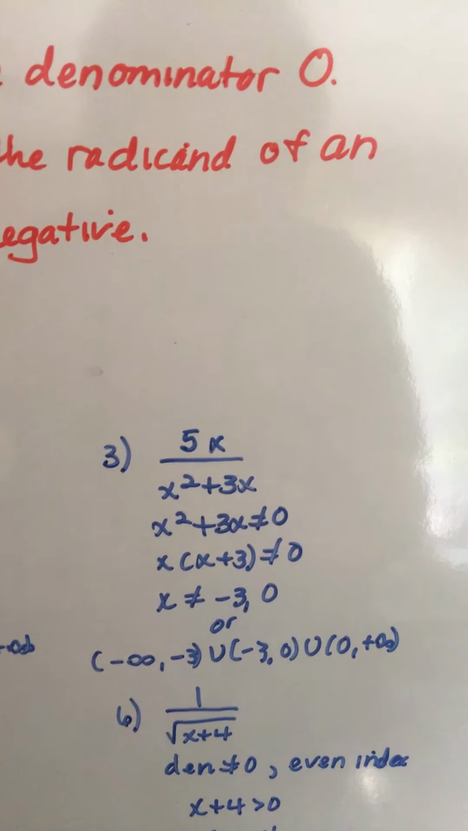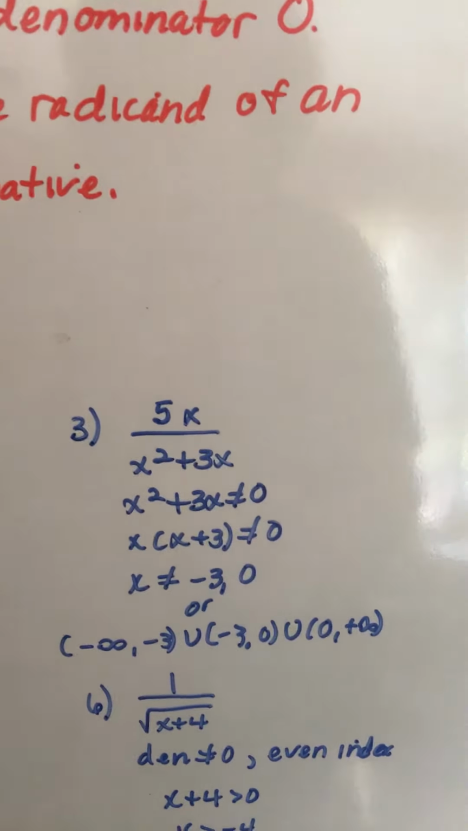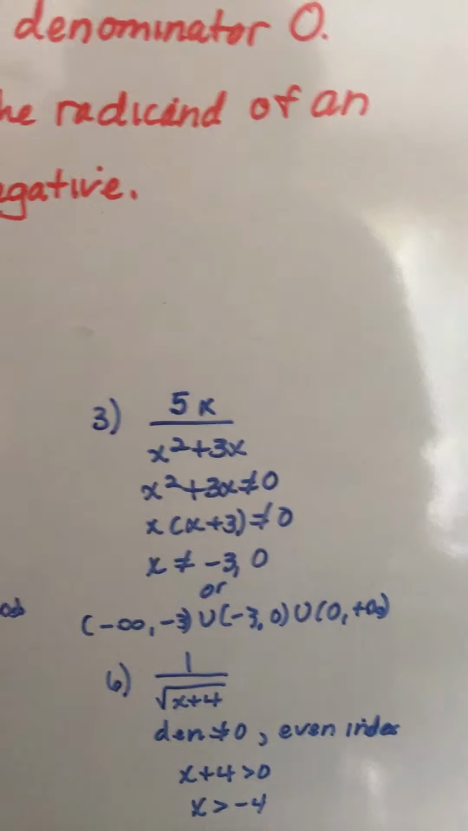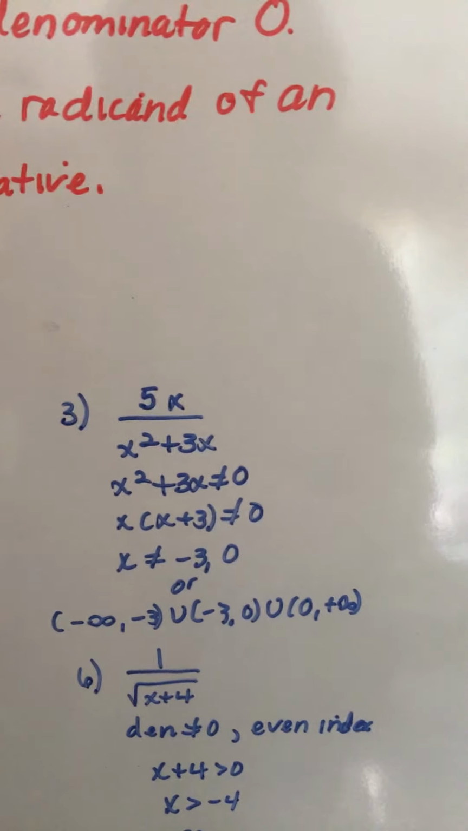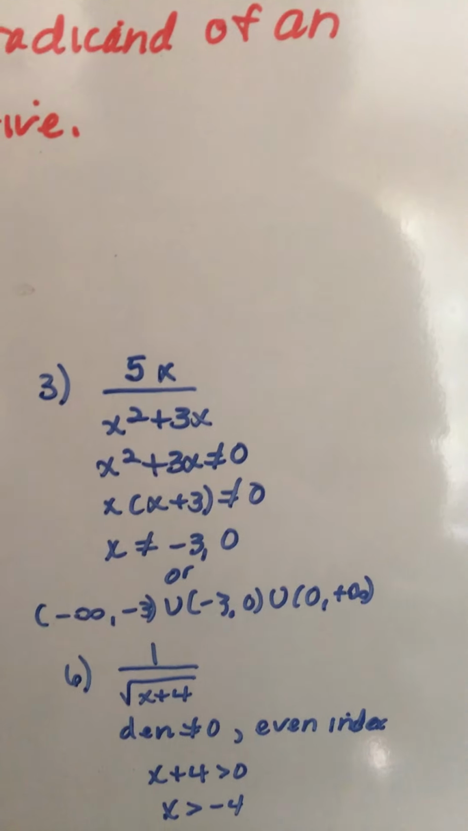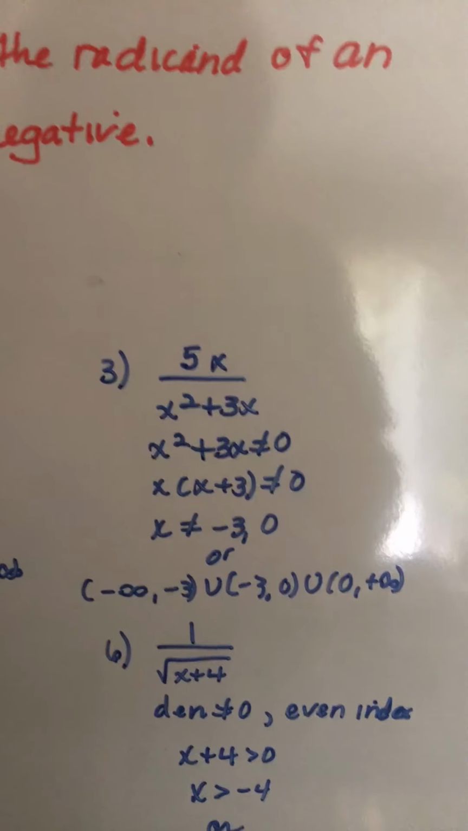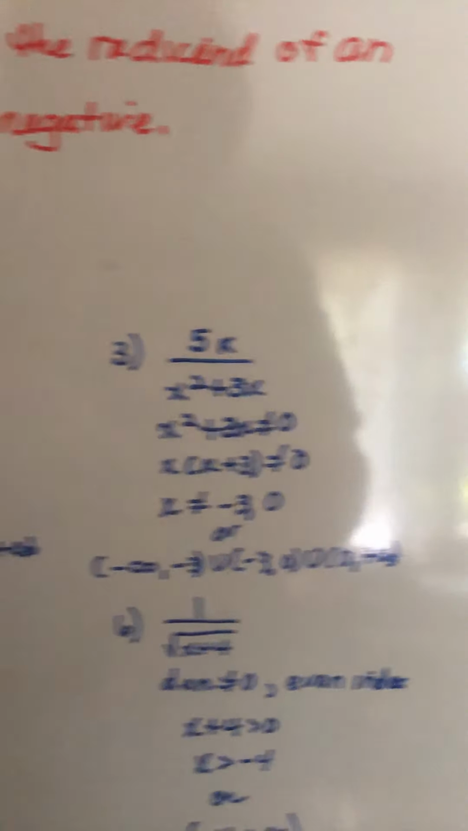Example 3. The domain is all real numbers, except what makes the denominator 0? Well, I have to factor it, and I find out both -3 and 0 must be removed from the domain, so it's all real numbers, but -3 and 0, and I can write it either way.